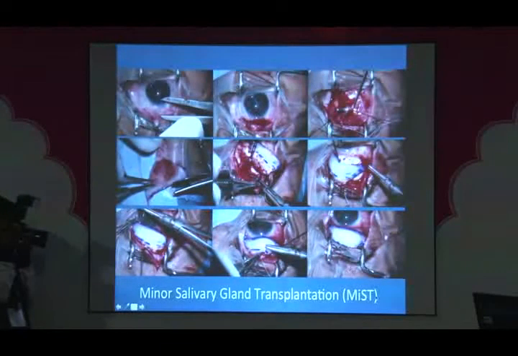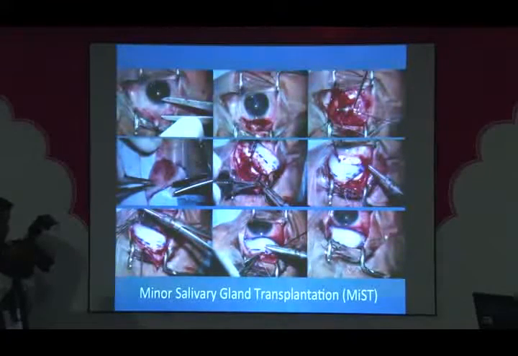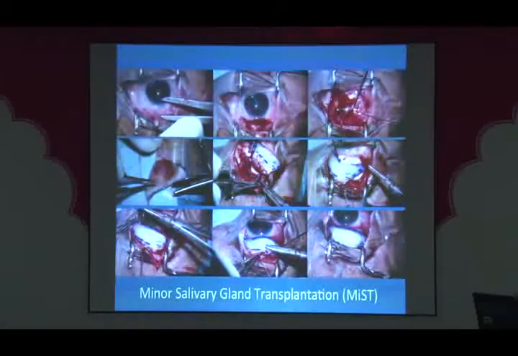Now, we do a procedure which is called minor salivary gland transplantation or MIST. Now, this is similar to a lid mucous membrane grafting, but you take a larger amount of tissue. You take the minor salivary glands that are present in the lip. You take a huge bulk of it, and you put it in the superior fornix attached to the superior rectus, and you create some space for it.